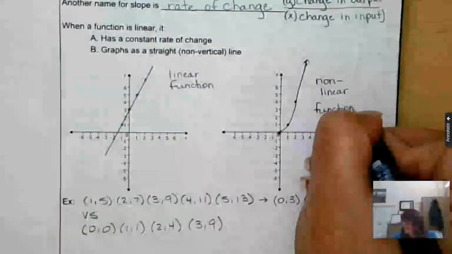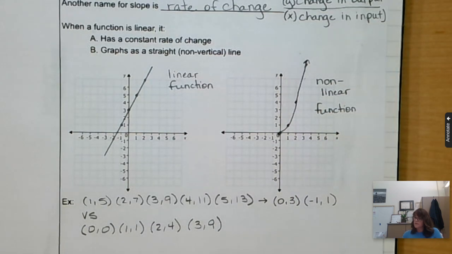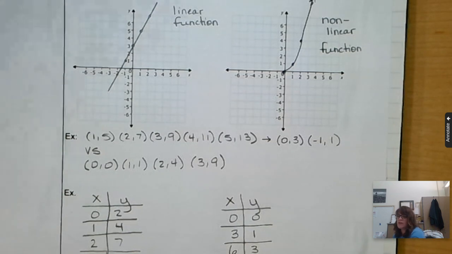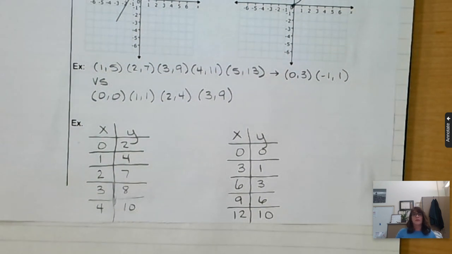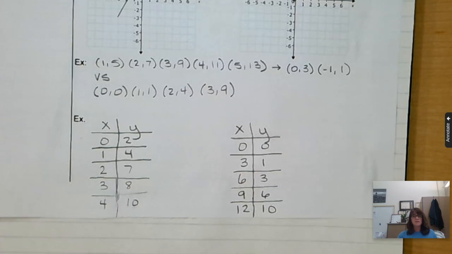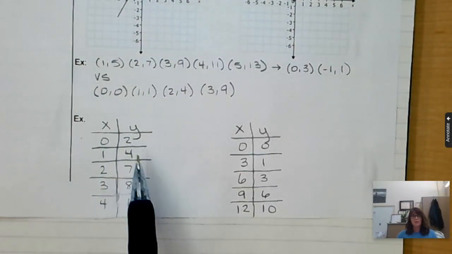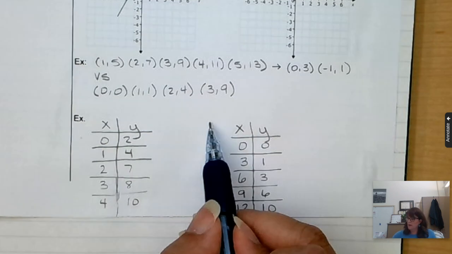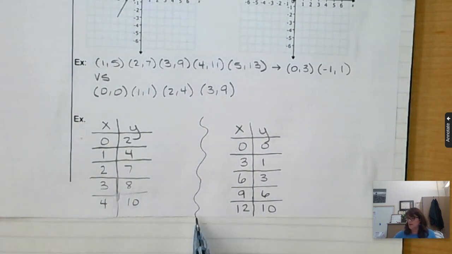And graphs are the easiest way to see these, but sometimes we aren't given graphs. Sometimes we are given tables. Okay? Even sets of ordered pairs could be written in tables. Let's look at a couple tables. And if you need to pause the video to write these down, please do. Just hit pause, write down these tables, and then work with me so we can look at these rates of change. Okay, I'm just going to draw a little line between them.